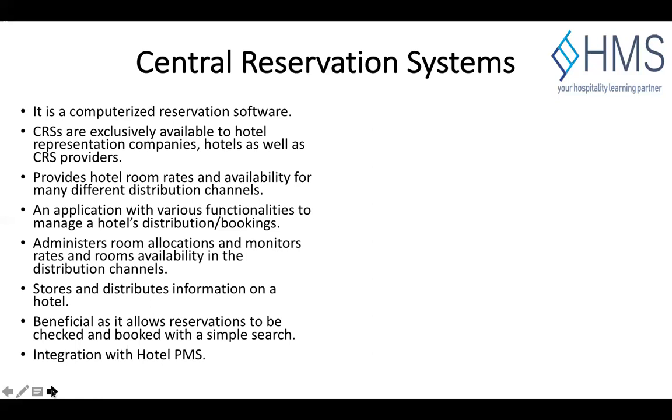And at the same time, there's an integration with the hotel's property management system, because once a reservation has been made through the centralized reservation system, it will be automatically updated into the hotel's property management system. Now, these days, Microsoft Opera or Oracle Opera systems have this facility and advantage that most hotels use, because it is less time consuming, it is convenient, and at the same time, it is an effective way of operating.